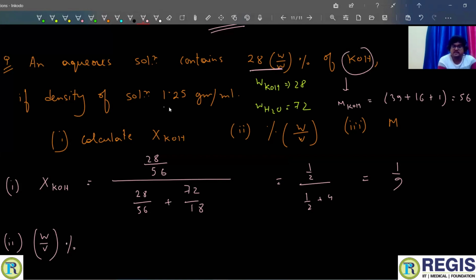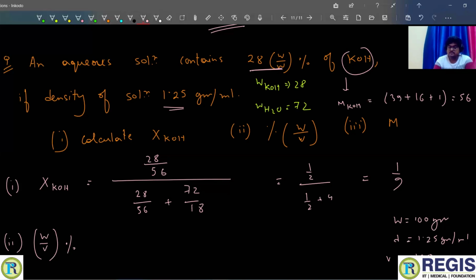Okay. Now density of solution is given, weight of solution is given. Weight is 100 gram. Density is given 1.25 gram per ml. And we all know that density equals weight by volume. So volume equals weight by density. This stuff we can write. Any doubt regarding this part?